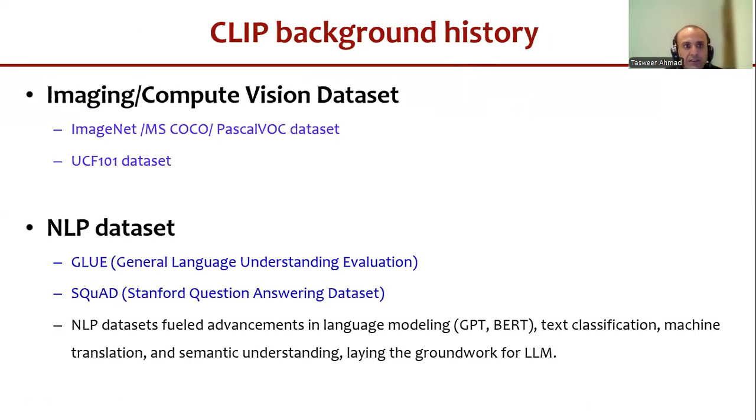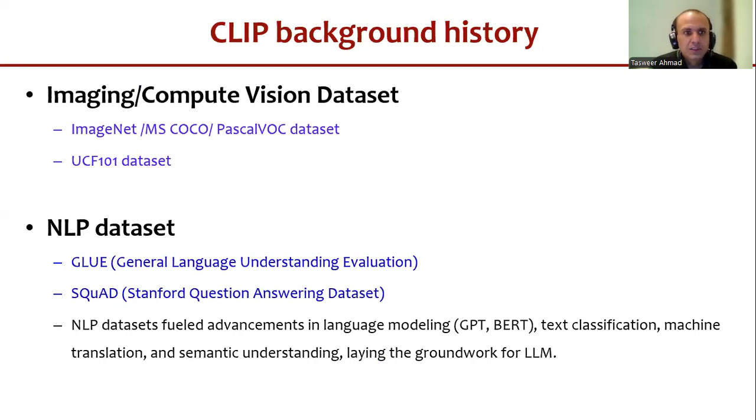In artificial intelligence, there have been two streams. One is the imaging and video stream, and the other pipeline of work was natural language processing. In imaging and video processing, large-scale datasets have been compiled, for example ImageNet, the MS COCO dataset, and the Pascal VOC dataset, which are large-scale image datasets, while UCF101 is a large-scale video dataset. That was one stream of work.